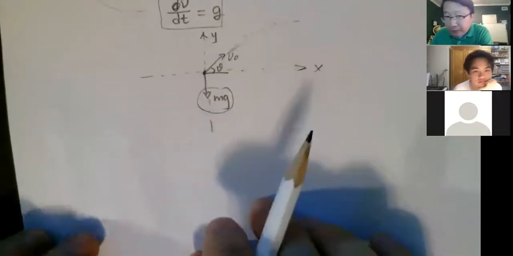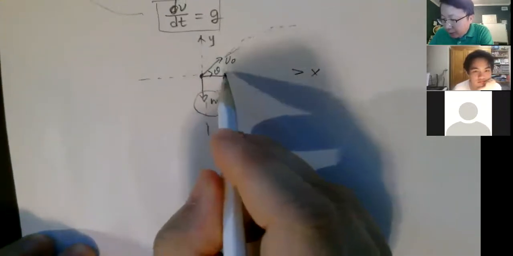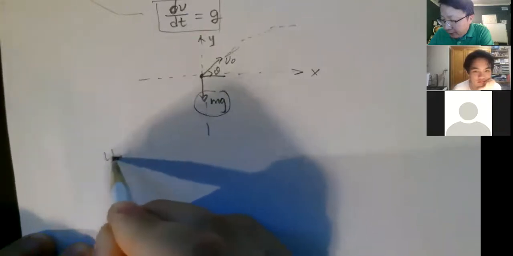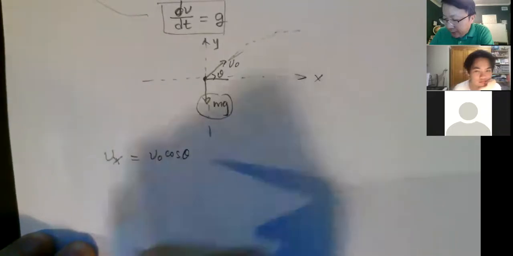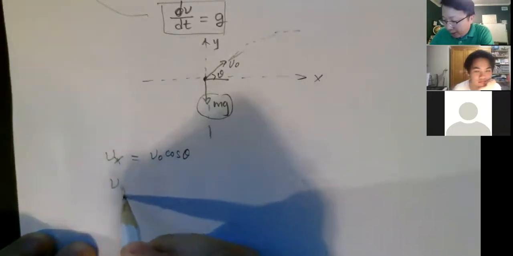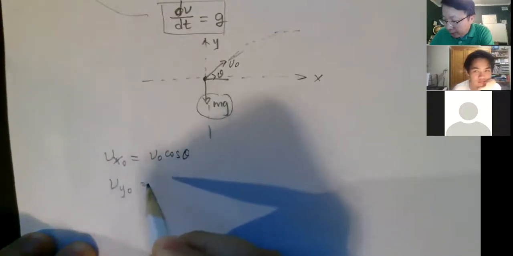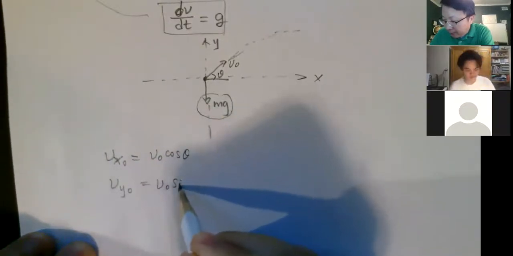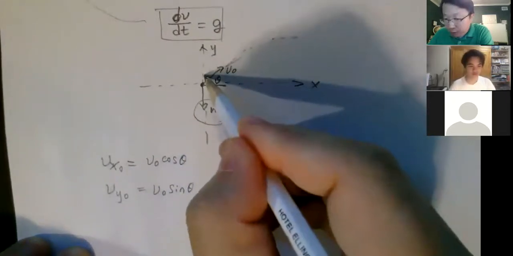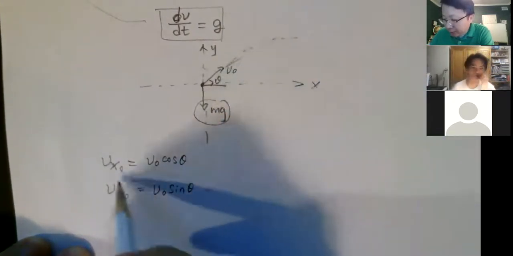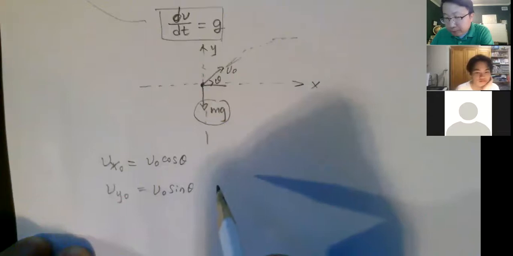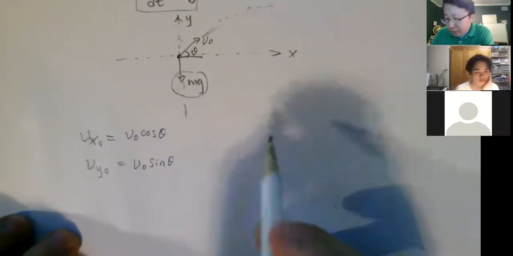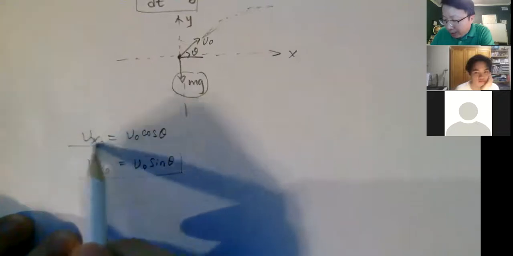So for the horizontal direction, the initial speed Vx, projected onto the x direction, is V0 cosine theta, correct? And Vy initial, Vy0, is V0 times sine theta, right? So that is projected onto the y direction and x direction, the two initial velocities, right?